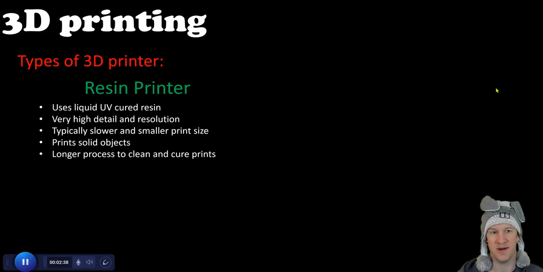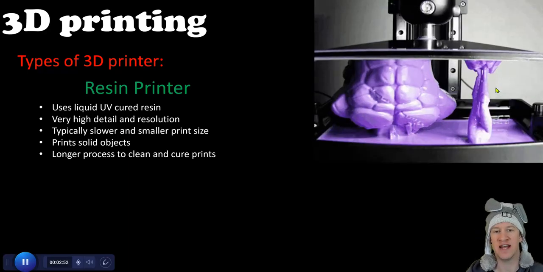The flip side to that is they're much stronger, but it is also much slower. It's a much slower printing process. So if you were just building a cube, you wouldn't use a resin printer because it would make a solid cube and it would take a really long time compared to the FDM style. So that is the resin printer.